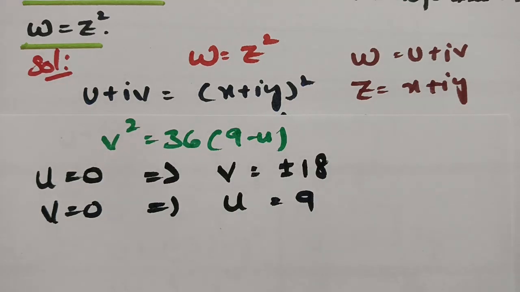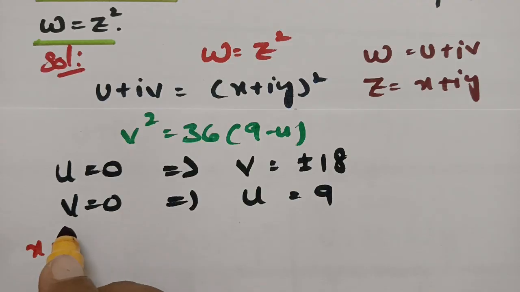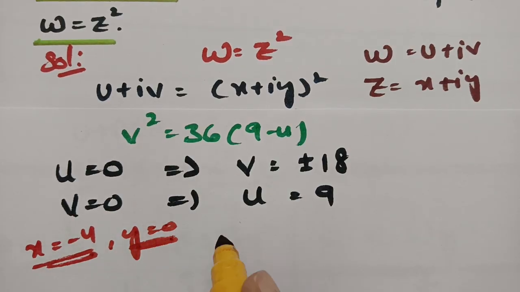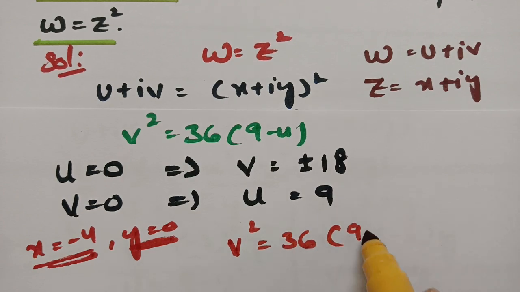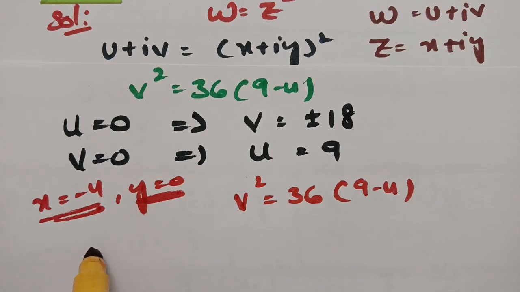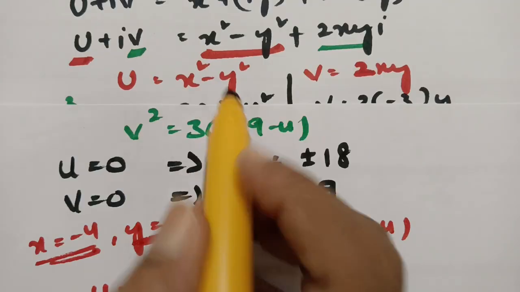And the next time I'm going to take x is equal to minus 4. So if I take x is equal to minus 4 in the same equation, and keep y is equal to 0, the parabola equation is v square is equal to 36 into 9 minus u, and we have the u value is equal to, so what is our u value? x square minus y square.